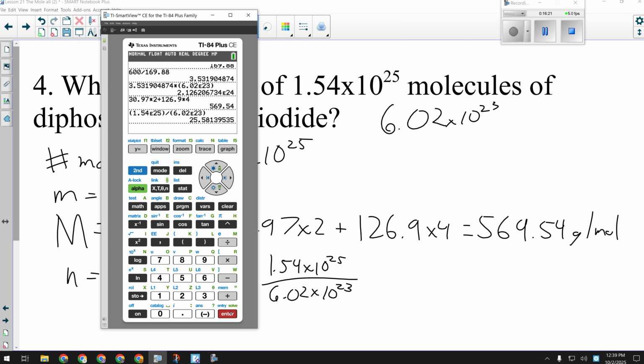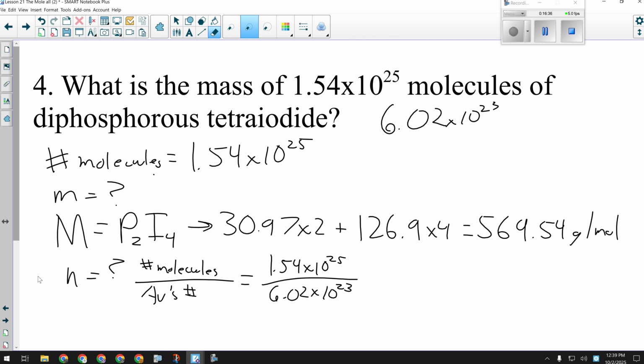Okay, well, as predicted, it was somewhere between 10 and 100 times bigger, right? 25.58 moles. I'm going to keep all those decimals, just like I did in the last one. All right, so I'm just going to write 25.58, but I'm keeping those in my calculator.